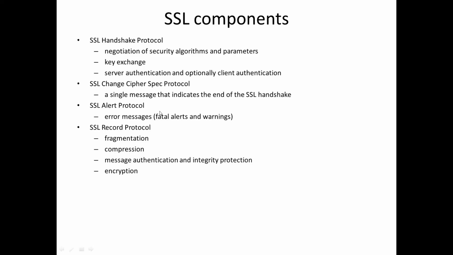Then we have the alert protocol. It is basically for error messages. It is 2 bytes, and it can give you two types of alerts: one is a fatal alert, and the other is a warning. Then we have the SSL record protocol. With the record protocol, if you have a message, first it will be fragmented, then compressed, then message authentication and integrity protection will be done. And then on top of that, we do the encryption.